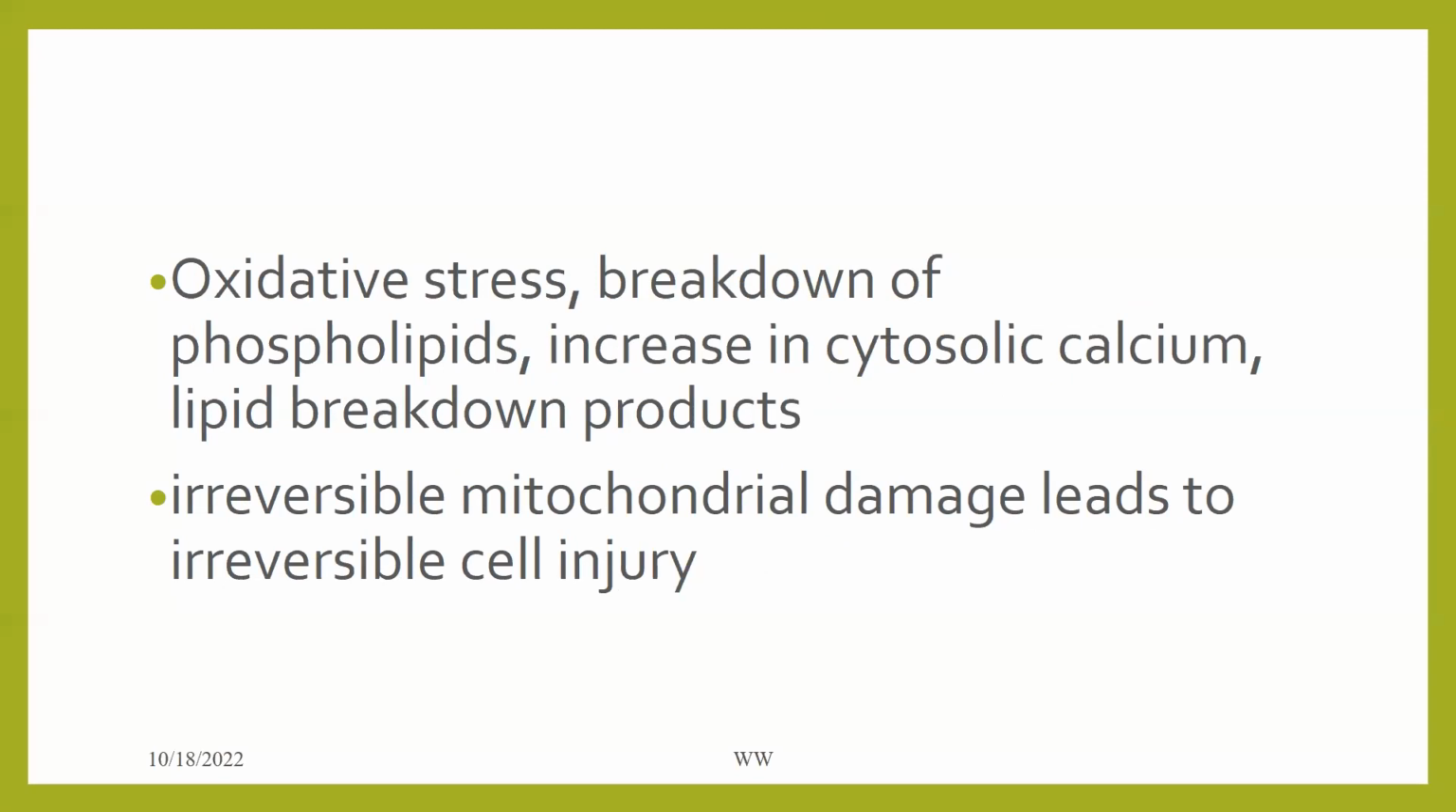Oxidative stress results in breakdown of phospholipids and an increase in cytosolic calcium and lipid breakdown products. And we said that irreversible mitochondrial damage is synonymous with irreversible cell injury. So when you get mitochondrial damage, that is synonymous with irreversible cell injury. Those we can't see on light microscopy. We have to do electron microscopy to be able to see mitochondrial damage.